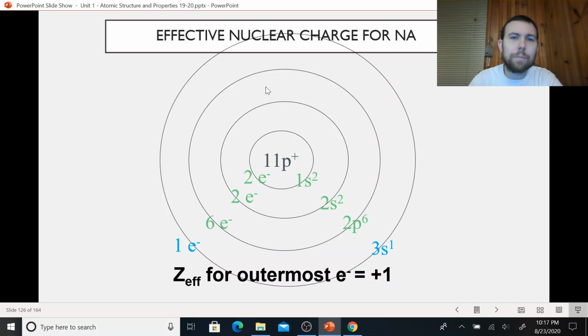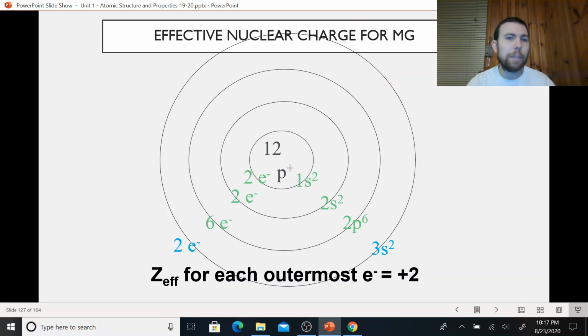And this is looking somewhat at a Bohr model. We know that's not the best model, but that's just a quick and easy way for us to take a look at that. If you look at magnesium, again, the core electrons stay the same. These two electrons here, the Z effective for each outermost electron is going to be +2. So each electron in the valence shell for magnesium experiences an effective nuclear charge of +2.